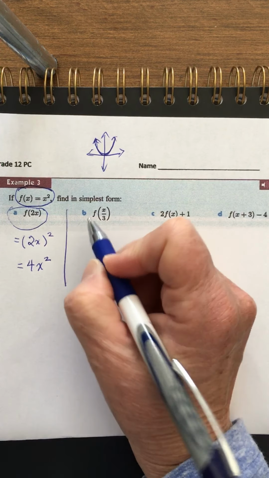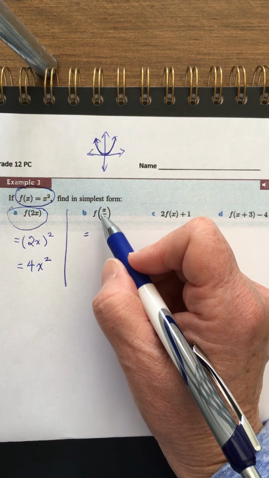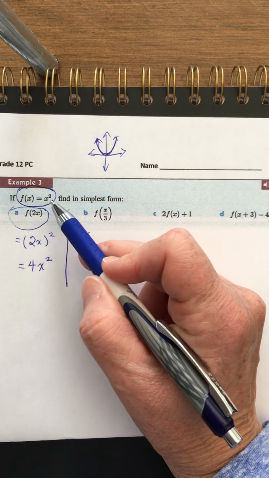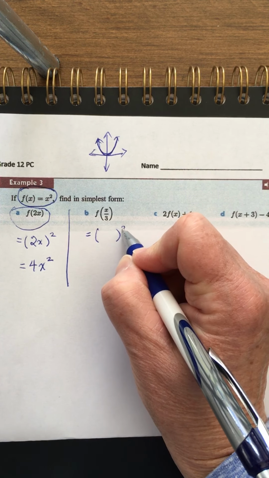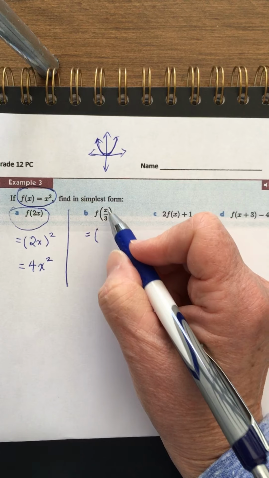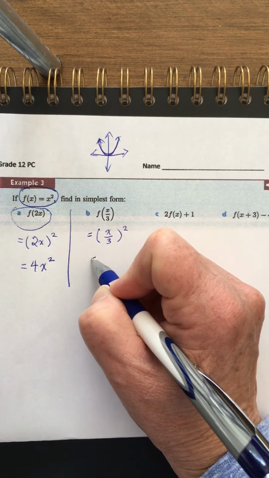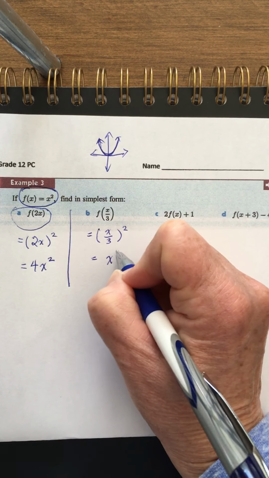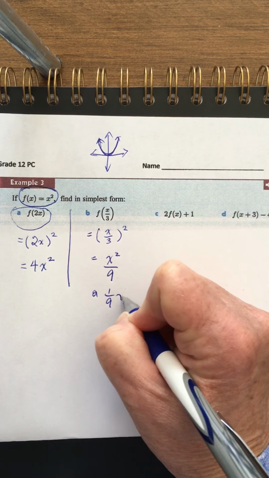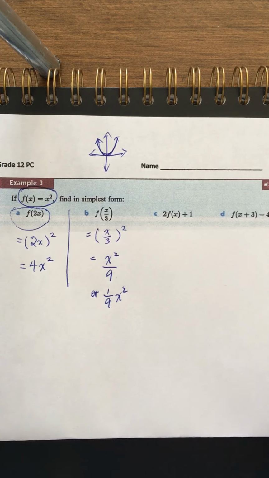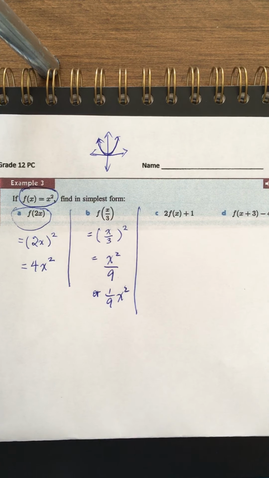Number B. Again, we've got f of x over 3, so we're changing what x is. Go to the f function, copy it down again, but wherever there's an x, put a bracket, and in that bracket place goes the x over 3. Again, this exponent applies to both things in that bracket, so that's x squared over 9, or another way of writing it would be 1/9 x squared. They're both correct.